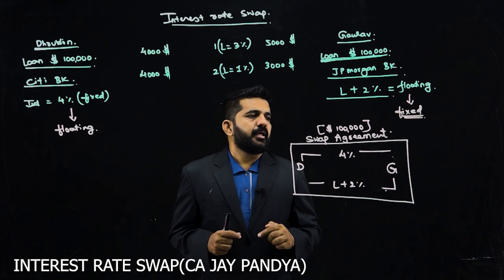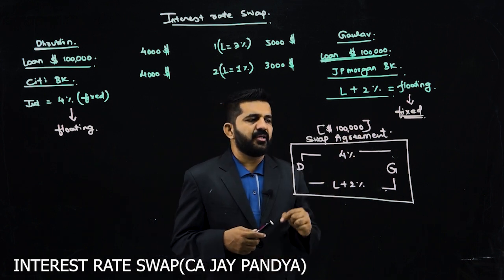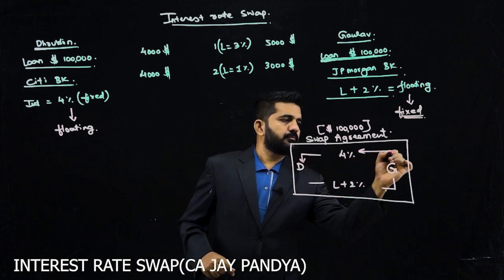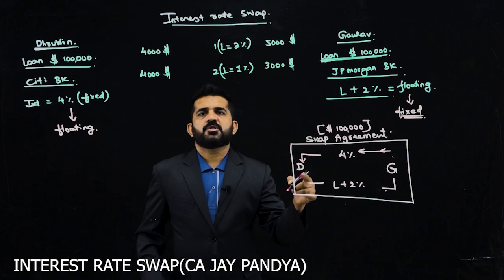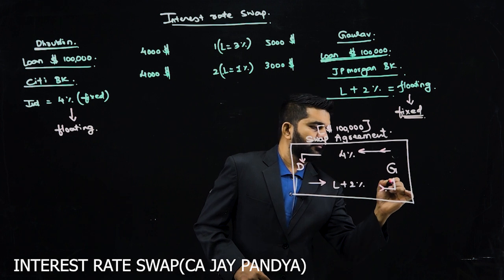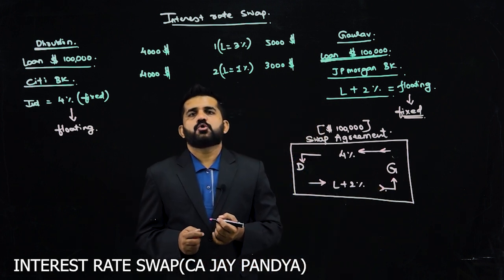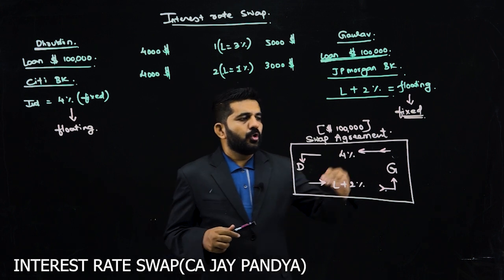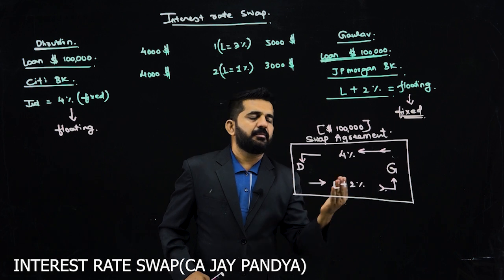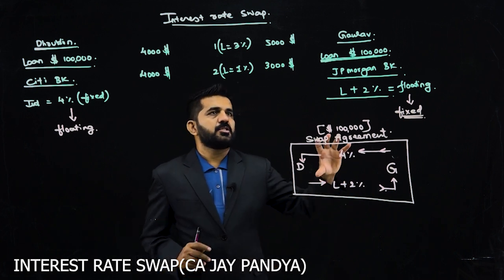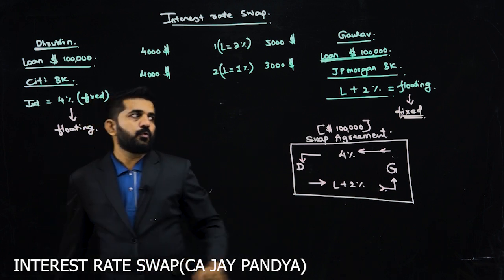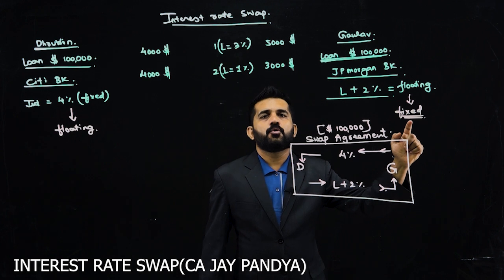So what will be happening? They will be entering into a swap agreement whereby Dhruvin will be receiving 4% from Gaurav and Dhruvin will be paying LIBOR plus 2% to Gaurav. So this is a swap agreement, exchange agreement. Dhruvin will be giving LIBOR plus 2%, he will be receiving 4%. By this agreement, his fixed rate will be converted into floating rate and Gaurav's floating rate will be converted into fixed rate.